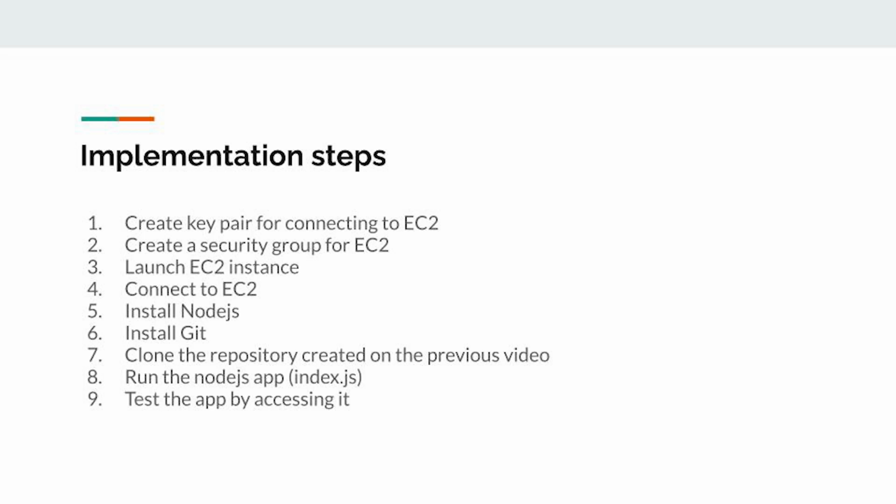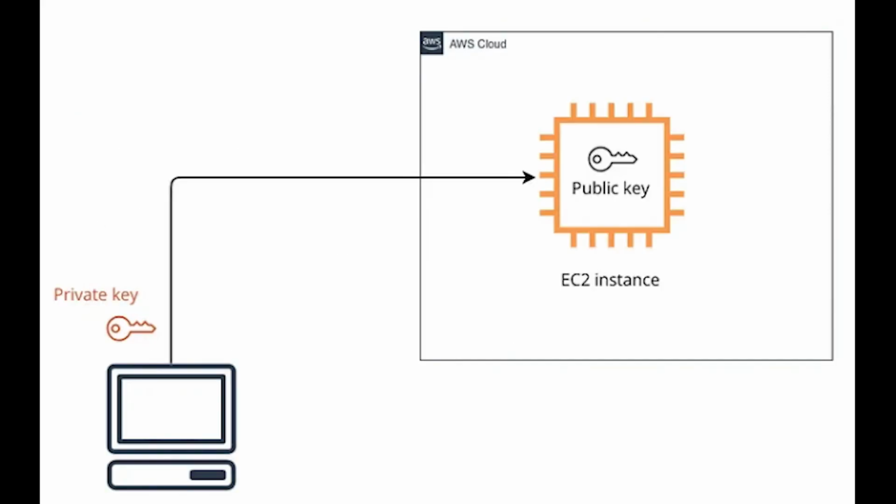Now let's begin the fun part. Let's start the first step, creating the key pair. Key pair is the key for connecting to an EC2 instance. When you launch an EC2 instance, you have to associate the key pair. After launching the instance, without the key pair, you are not able to connect to that instance.